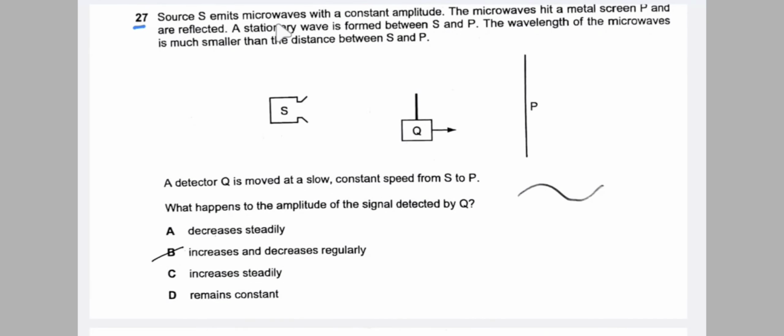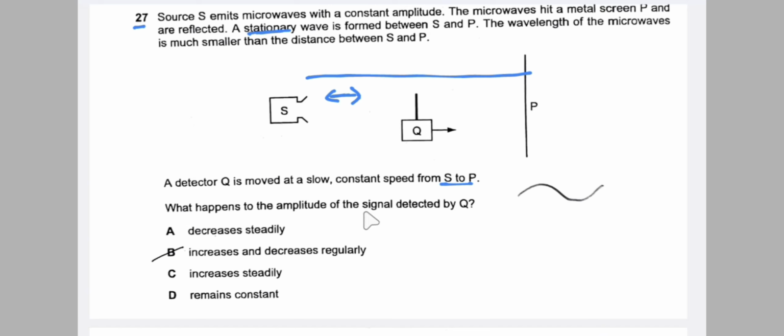27. A source S emits microwaves with a constant amplitude. The microwaves hit a metal screen P and are reflected. A stationary wave is formed between S and P. The wavelength of the microwave is much smaller than the distance between S and P. Suppose this is the distance between S and P, and this length is the wavelength. A detector Q is moved at a slow constant speed from S to P.